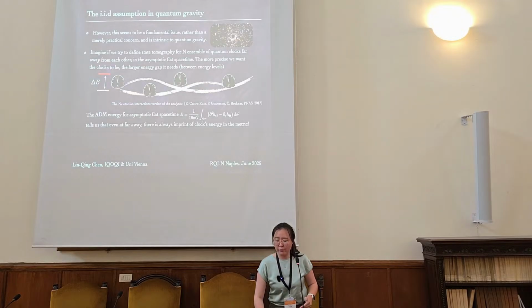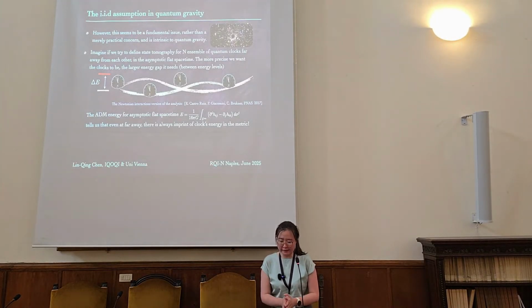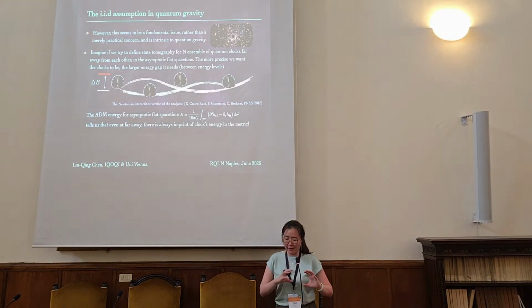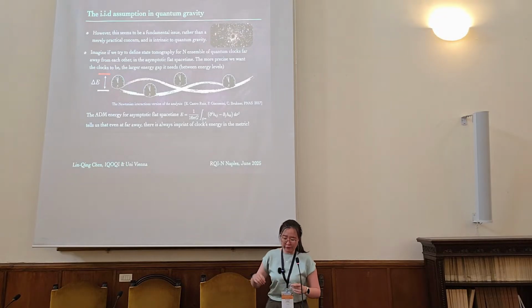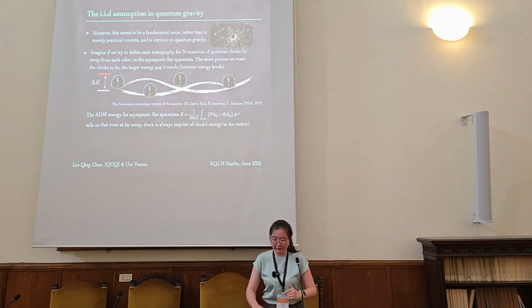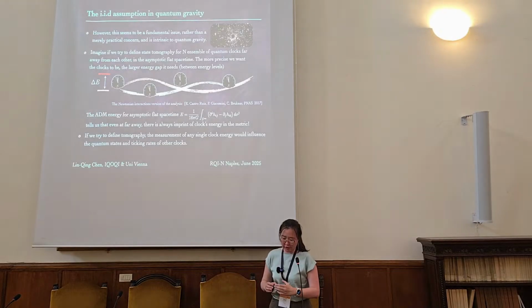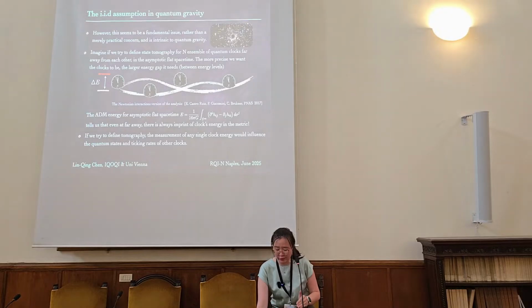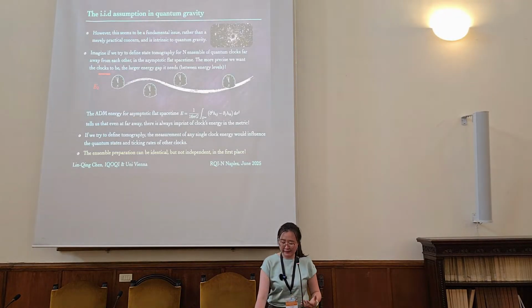There seems to be a deeper level when we have an ensemble that can back-react gravitationally, and the energy is relatively large relative to the energy of the whole universe. One beautiful intuitive example is if we try to define state tomography for n ensembles of quantum clocks. They can be far away from each other, but even in asymptotically flat spacetime, you can see from the ADM energy that there's an encoding of the perturbation of the metric from the energy of the clock. And we know from quantum clocks that if we want the clock to be sharp, the energy gap has to be huge. If we try to define tomography on the clocks, the measurement of any single clock's energy would influence the quantum state and the ticking rates of the other clocks. So the ensemble preparation can be identical, but not independent.